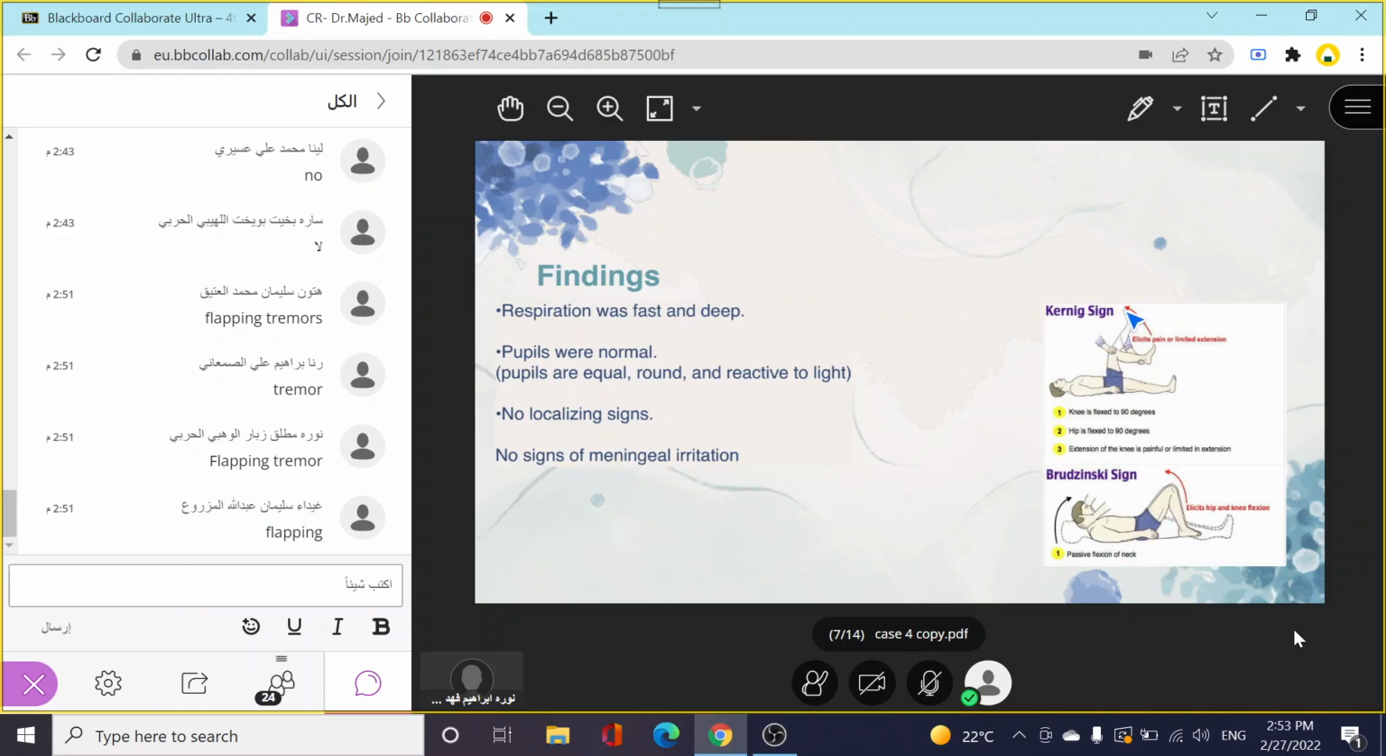As we know, the signs of meningeal irritation are Kernig's sign and Brudzinski's sign. Kernig's sign is when the knee is flexed and the hip is flexed, there will be painful extension of the knee. Brudzinski's sign is when passive flexion of the neck leads to flexion of the hips and knees also.